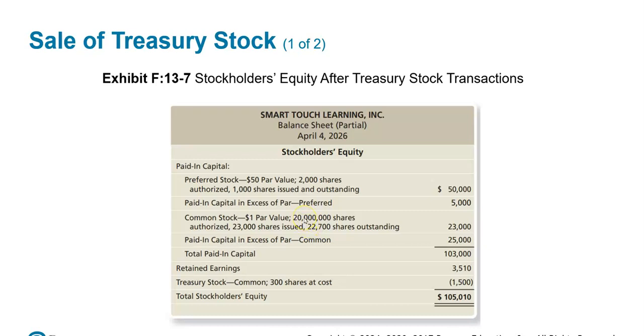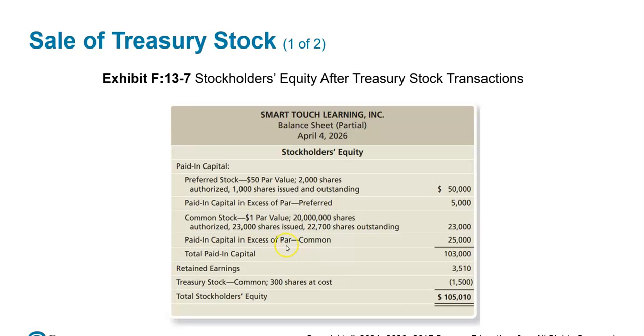So this is the total, like we've seen before. The total we have available for issue is 20 million. We have 23,000 shares issued, and we only have 22,700 shares outstanding because there's 300 shares still left in the Treasury stock. If we were to issue a dividend to common stockholders, the stockholders that would be issued, that would be just 22,700, because we can't pay ourselves a dividend on Treasury stock.